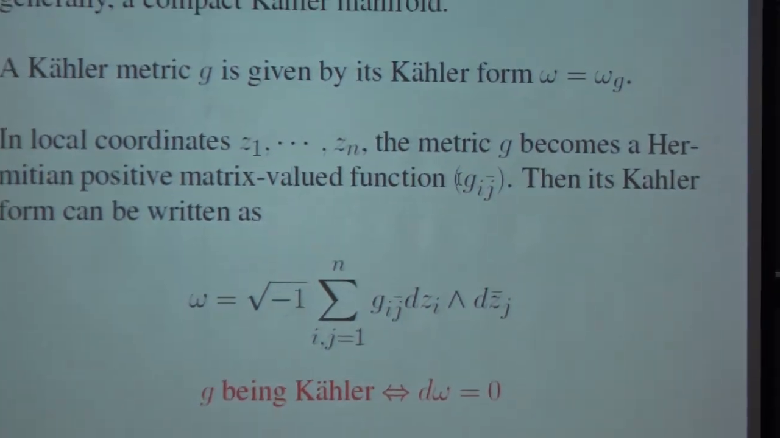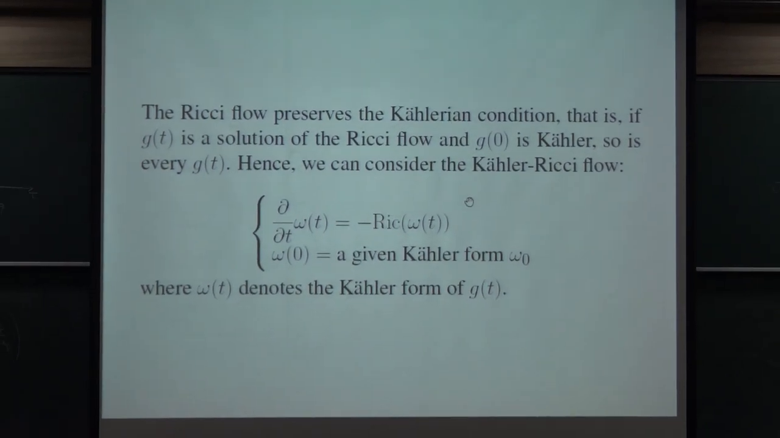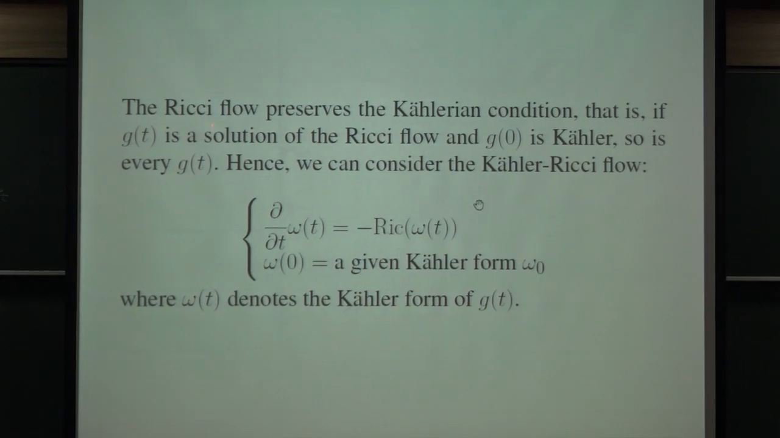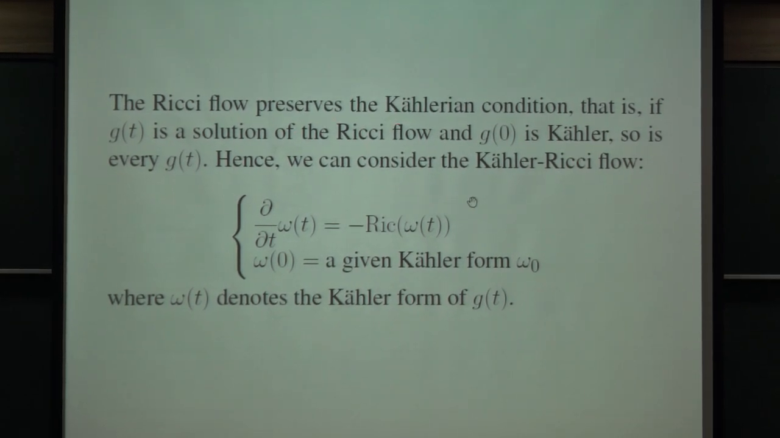Okay, from that fact. So one example is, maybe before that I should say, the Ricci flow preserves this condition. So that is, if g_0 is Kähler, namely g_0 satisfies previously these two things, then so does every g_t along the flow.